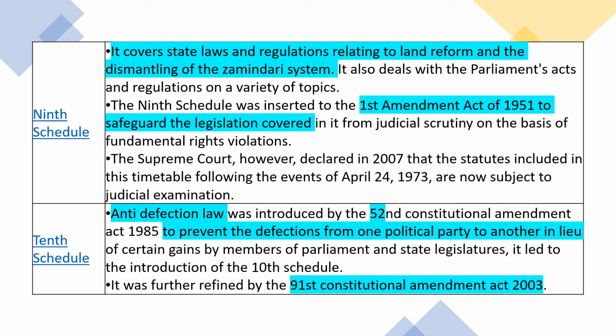10th Schedule. The Anti-Defection Law was introduced by the 52nd Constitutional Amendment Act 1985 to prevent defections from one political party to another in view of certain gains by members of Parliament and state legislatures. It led to the introduction of the 10th Schedule. It was further defined by the 91st Constitutional Amendment Act 2003.